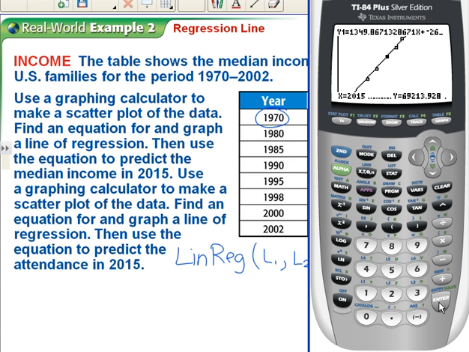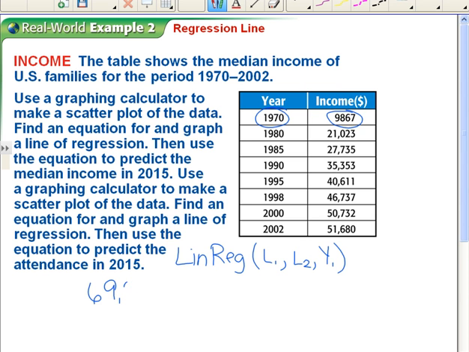It is 69,214 approximately. So 69,214 is the amount of money that they can expect in 2015. And that is the end of lesson 2.5.